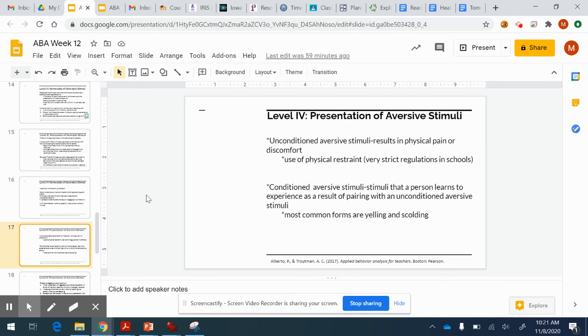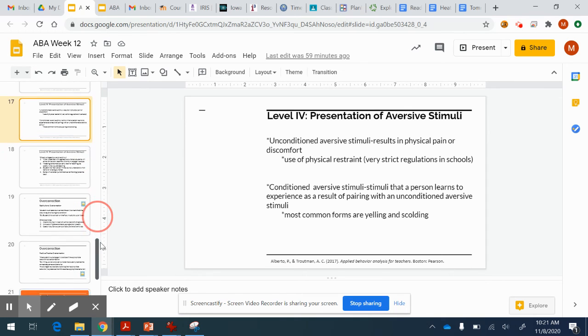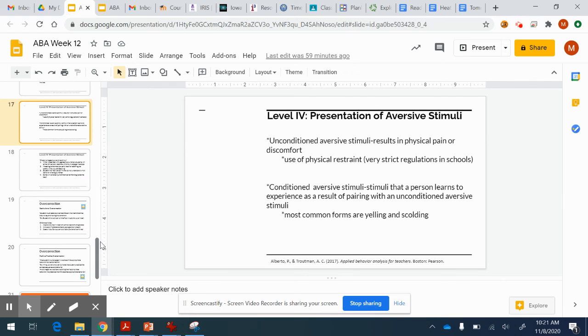Conditioned aversive stimuli refers to stimuli that a person learns to experience as aversive as a result of pairing with an unconditioned aversive stimulus. So the most common forms of this are yelling or scolding. And again, we know that these are less effective ways of dealing with behavior.